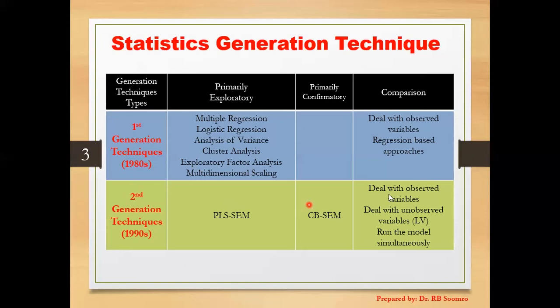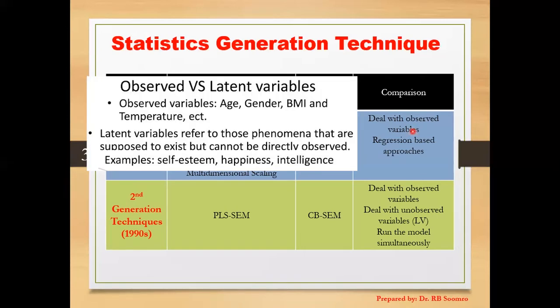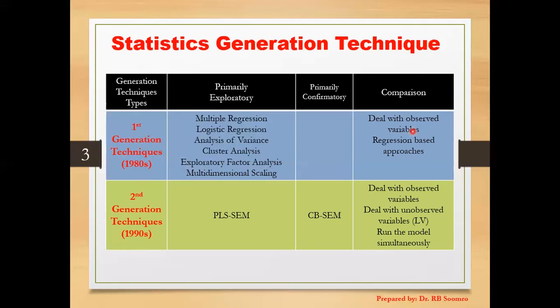Here we can deal with the observed variables. In the first generation, we were also dealing with observed variables. An observed variable is a variable which you can observe, like the age of a person, rate of inflation, wages, and different variables. These are variables which you can directly observe. For these we were using regression to deal with all the observed variables. In the second generation, we are equally capable of dealing with observed variables as well as unobserved variables, which we normally call latent variables.